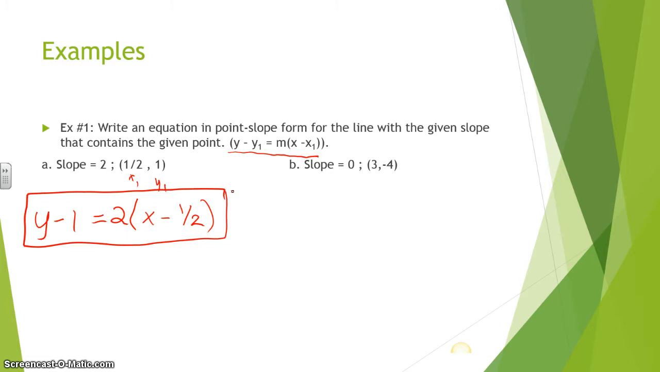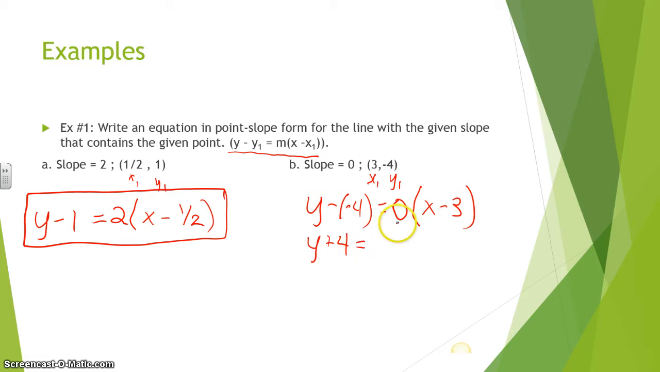We have a slope now of 0, and my ordered pair is 3 comma negative 4. I can label this 3 is x1, negative 4 is y1. So using my point-slope form, I have y minus my y1 is negative 4, equals m is my slope, which is 0, parentheses, x minus x1, which is 3. Now let's simplify this down because we have a double negative here which becomes positive, so what this really is, y plus 4 equals, and since my slope, my m, is 0, we're going to leave that blank and just put x minus 3. And that will be my final answer for B in the point-slope form.